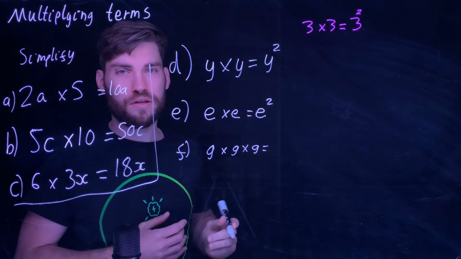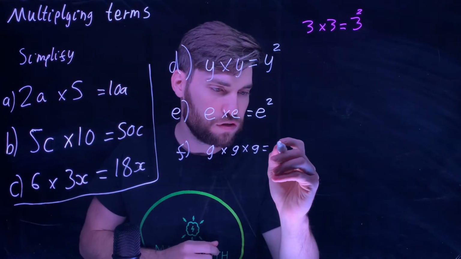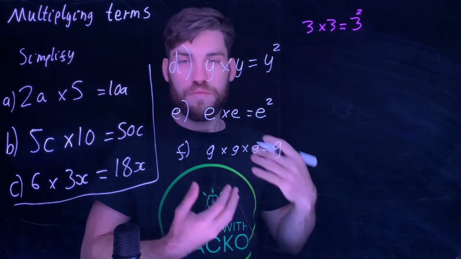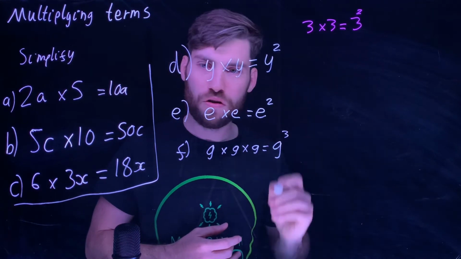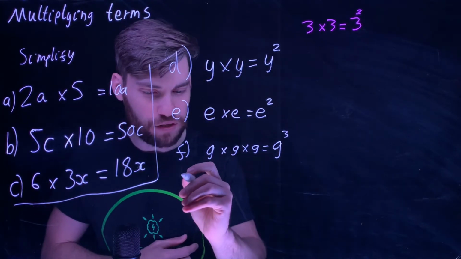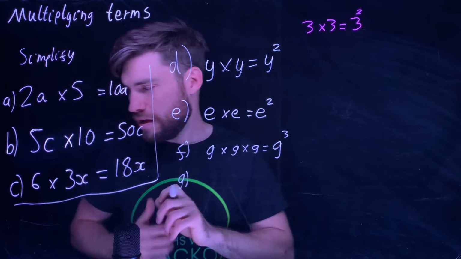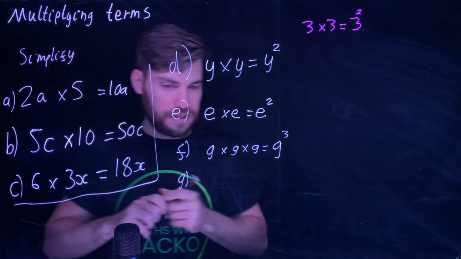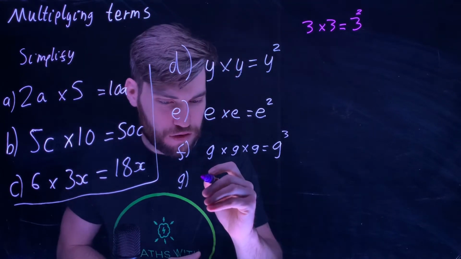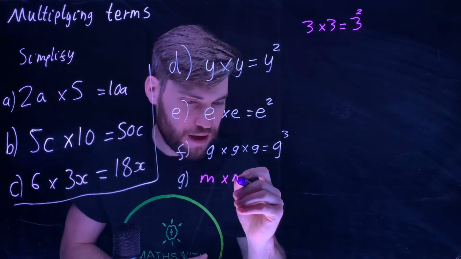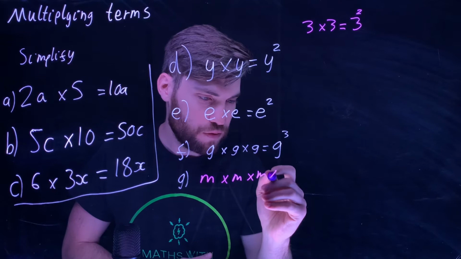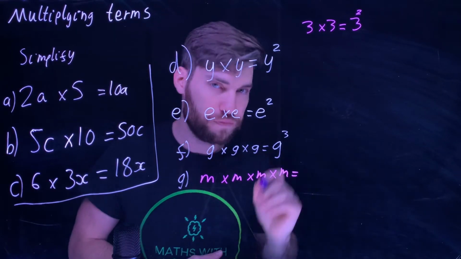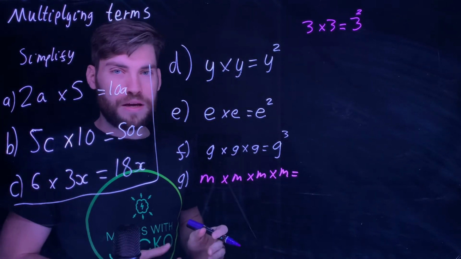Pause the video, have a go. Right, so this one you should have got g multiplied by g multiplied by g is g cubed. Just so you really know what we're doing, we're getting it. I'm going to switch pens and go to my purple one because this white one is letting me down. Right, let's say if we have m multiplied by m multiplied by m multiplied by m, I could keep going, but I won't. Right, what would that be? Pause the video, have a go.